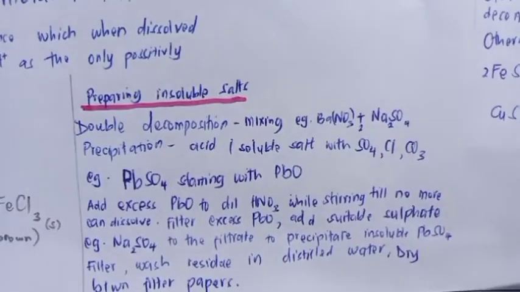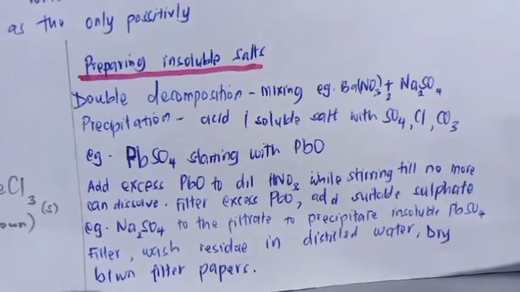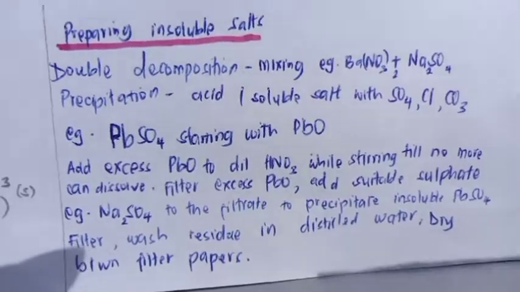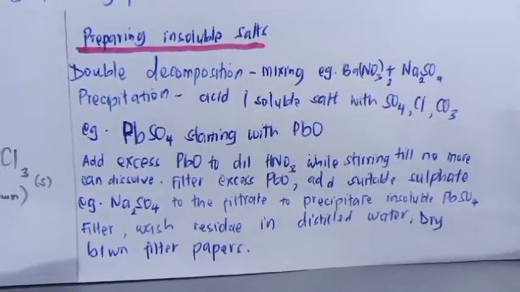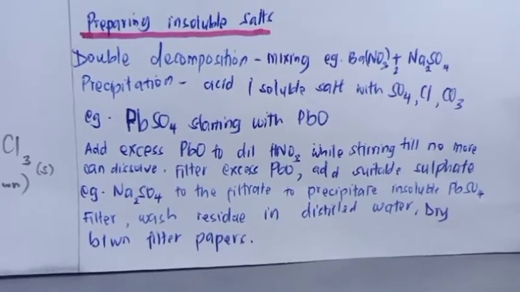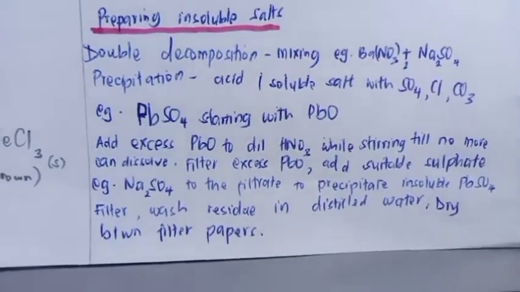Barium sulfate and sodium nitrate. Then when you talk about precipitation, this involves using an acid. If not an acid, you can use a soluble salt, like let's say a sulfate, a chloride, or a carbonate. Like let's say you take lead sulfate. You're told to prepare lead sulfate starting with lead oxide.